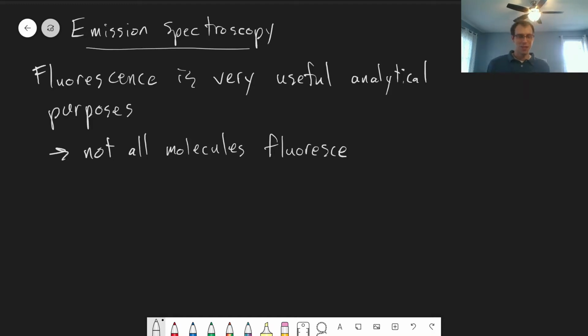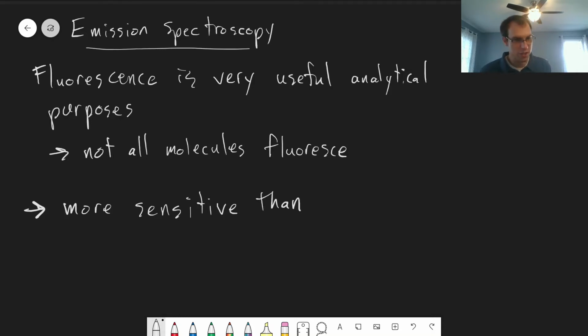So anyway, why is fluorescent spectroscopy so great though? What makes it so useful? One of the big advantages fluorescence or emission spectroscopy in general has is that it's more sensitive than absorption spectroscopy. And let's think about why that is. Again, sensitive meaning that it can measure much smaller concentrations of material. Let's think about the measurement that we're making.